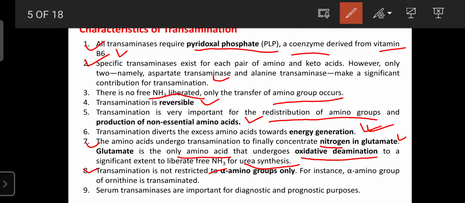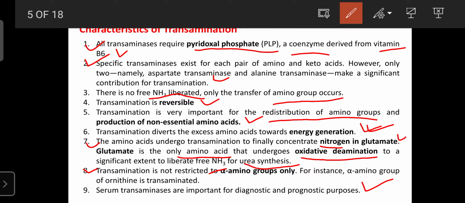Then, serum transaminases are important for diagnostic and prognostic purposes. If you estimate serum transaminases, they are helpful for diagnosis as well as prognosis. Prognosis means how the disease can be cured. If there is a liver problem, you can estimate the enzyme level, then start the therapy, and estimate the enzyme month by month. If the enzyme level decreases day by day, week by week or month by month, it gives an idea regarding the progress of the disease. That is known as the prognostic purpose.